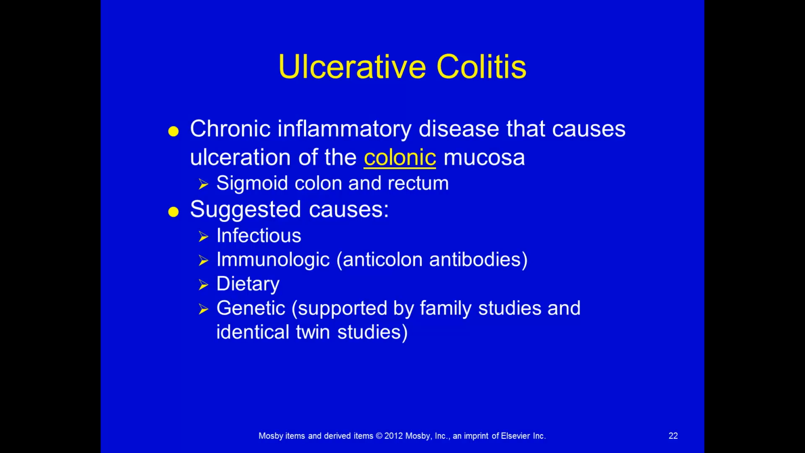Again, suggested causes are not completely understood, perhaps infectious, perhaps immunologic, perhaps genetic. There are some studies done with identical twins that really support the genetic component of ulcerative colitis, because you'll see it happen in both sets of twins.